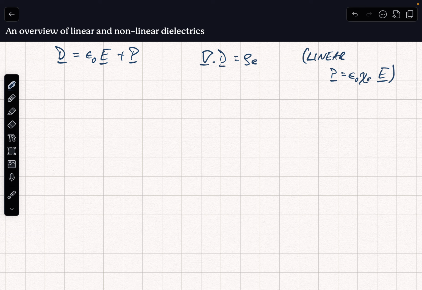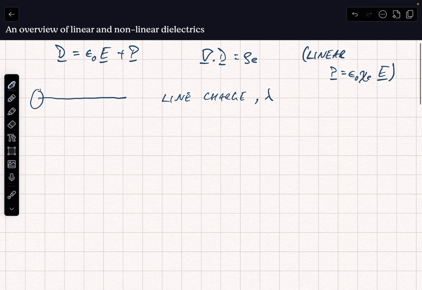So the first example is going to be a line of charge with a charge density of lambda per unit length, and it's going to be surrounded by a cylinder of dielectric material of radius a. For now we're not saying what that dielectric material is. We're not saying whether it's linear or non-linear, and this system is infinite.